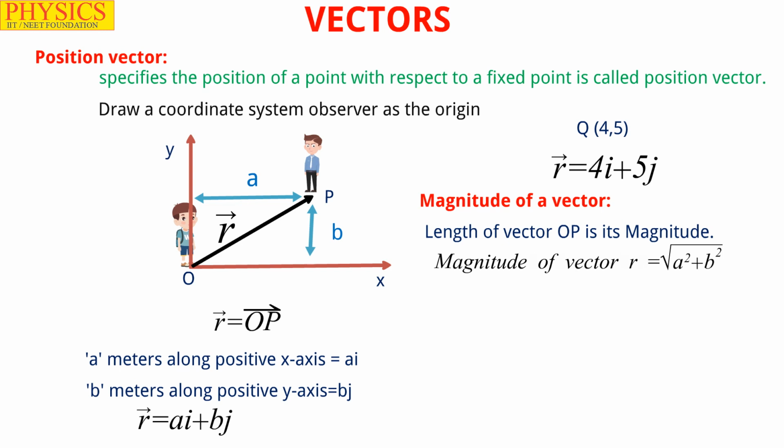Not only a position vector, you can calculate any vector's magnitude. Let us see another vector a bar equal to 2 i cap minus 3 j cap plus 4 k cap. What is its magnitude? It is simple. Its magnitude is the root of 2 square plus minus 3 whole square plus 4 square. If you simplify this, you will get root 29. So the magnitude of vector a bar is root 29. Understood? So these are today's concepts.